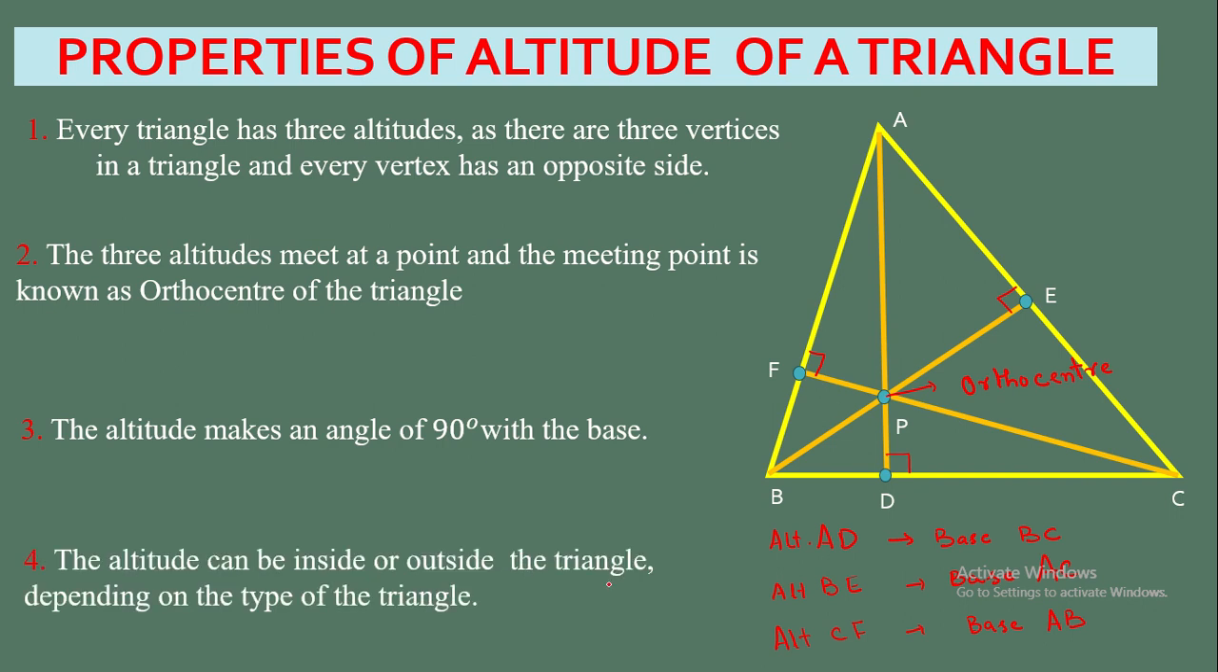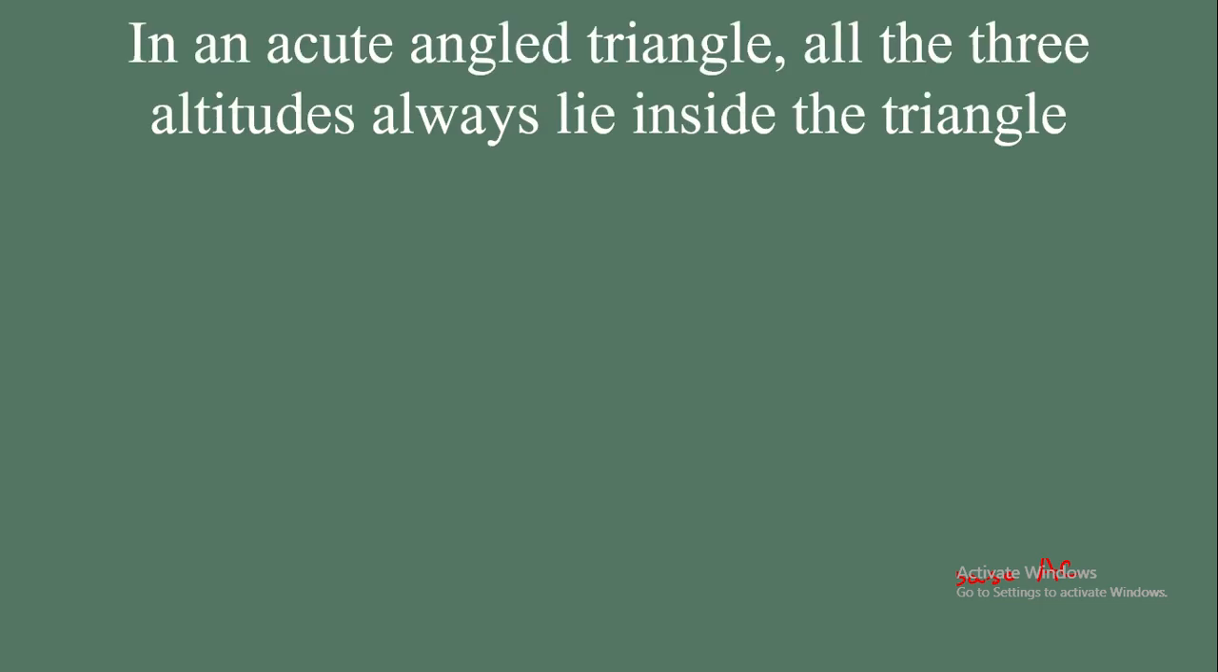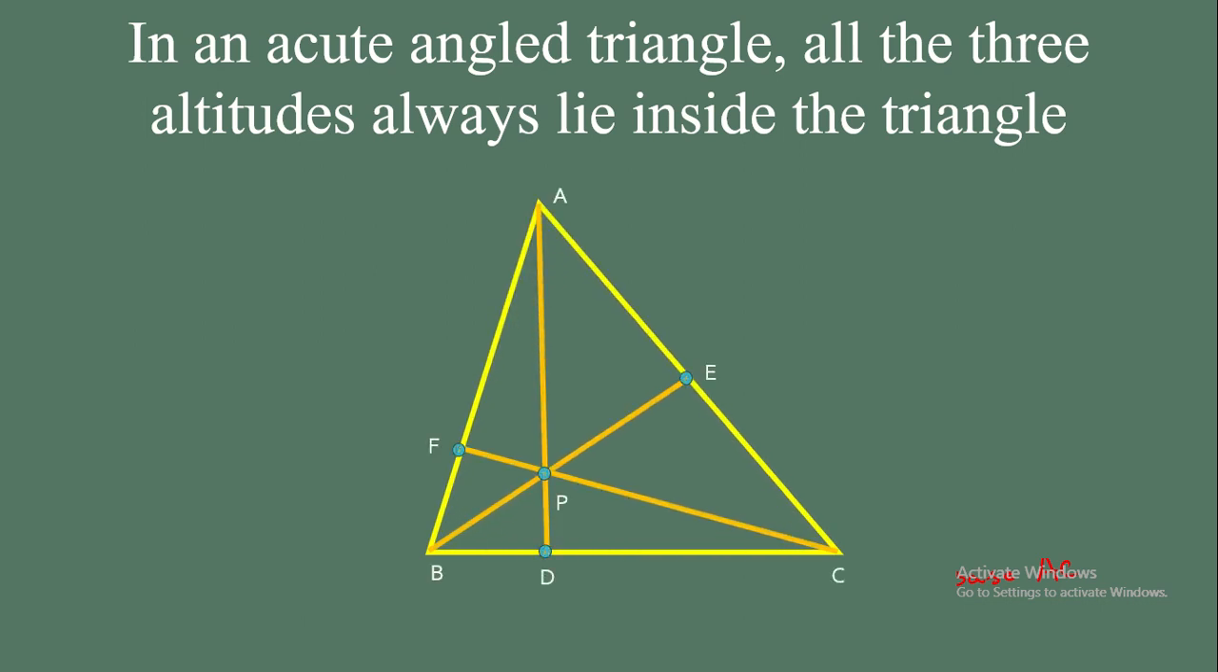Then there is one more point, and it says the altitude can be inside or outside the triangle. Here in this triangle we saw that all three altitudes are lying inside the triangle, and it is the case of an acute angled triangle. In an acute angled triangle, all three altitudes always lie inside the triangle, just like in this case that we took. So this triangle ABC is an acute angled triangle. That's why all three altitudes lie inside the triangle.